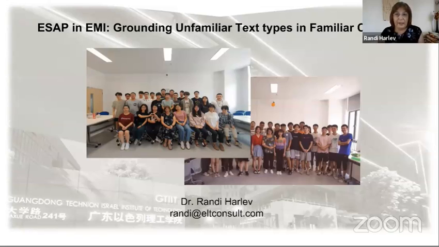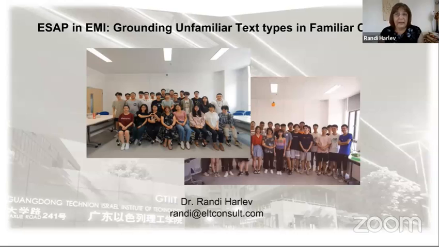Now, EMI means, again, English medium instruction, and our Chinese students studied all of their Bachelor of Science disciplinary subjects in English. So that included subjects such as food engineering, chemistry, physics, everything. And they were required to write various different kinds of texts in English.